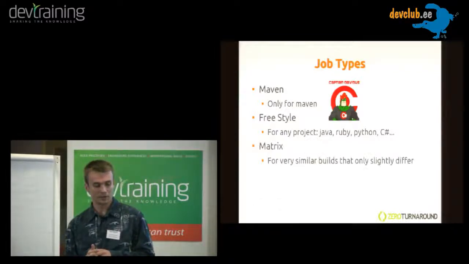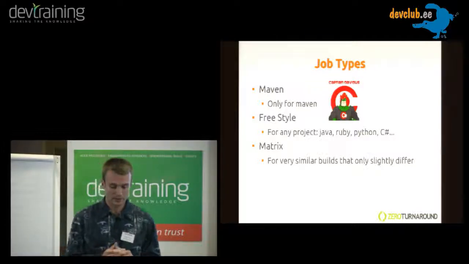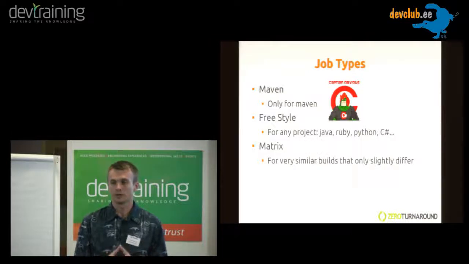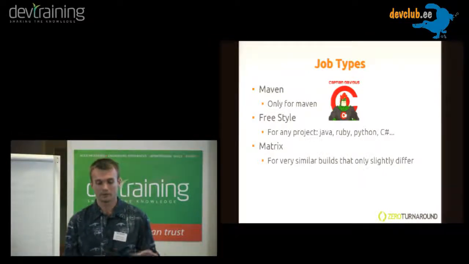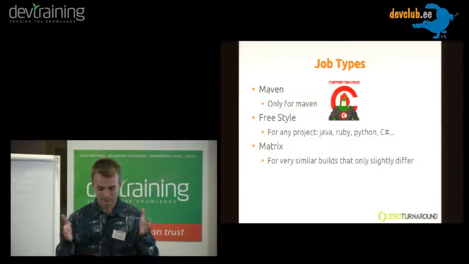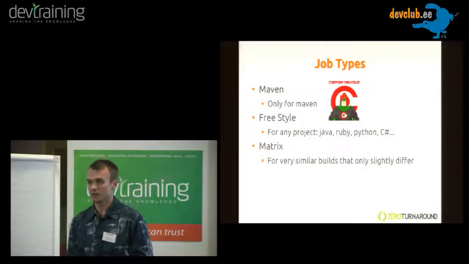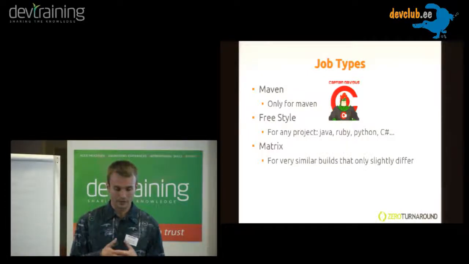It's a matrix job. This is very useful for similar builds that differ only very slightly. For example, you have a project that needs to be built in different environments, and the command you build this project with is the same on every environment. Then you can take this matrix job type and it will start building this job on the slaves you provided, at the same time, so it will also save some time.